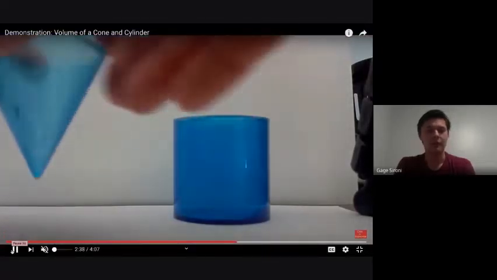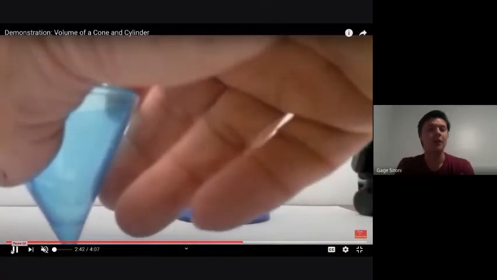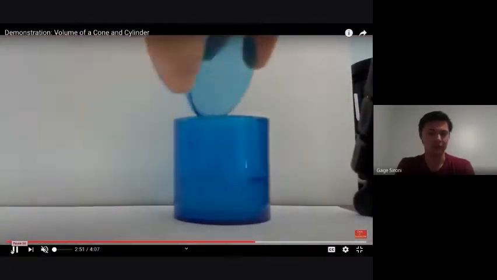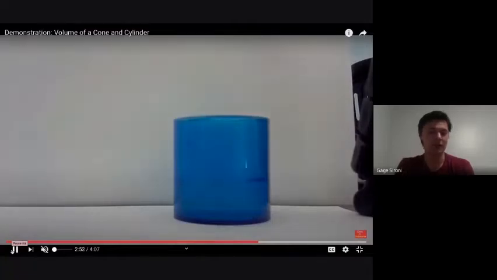Okay. This is what I want to do in the classroom, but obviously I can't do that. These are hollow, so you fill the cone with water. Thusly. You'll notice that the cone does not fill up the cylinder, not even halfway.